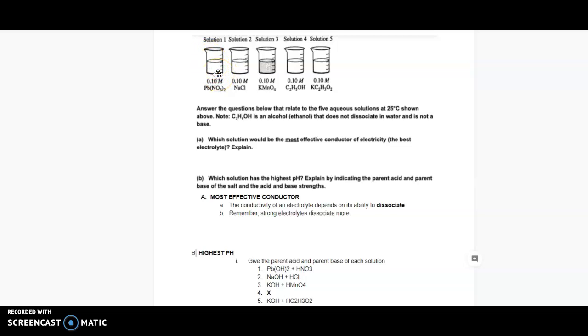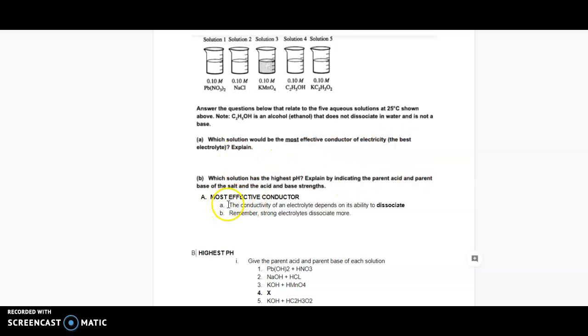So the problem gives us 5 solutions of the same concentration and same temperature, and it tells us that C2H5OH is an alcohol that does not dissociate in water and is not a base. So that will be helpful in answering the two parts. The first part of the question: which solution would be the most effective conductor of electricity, or the best electrolyte?